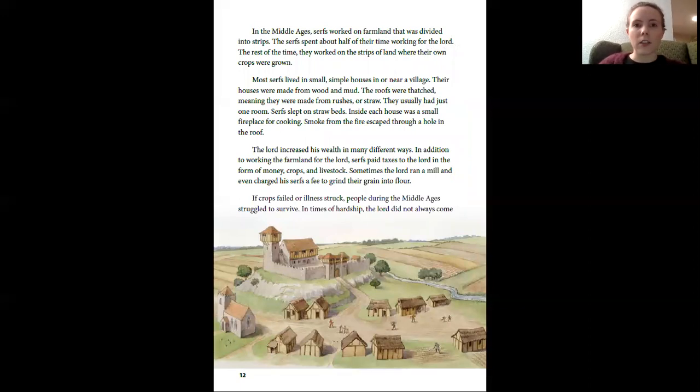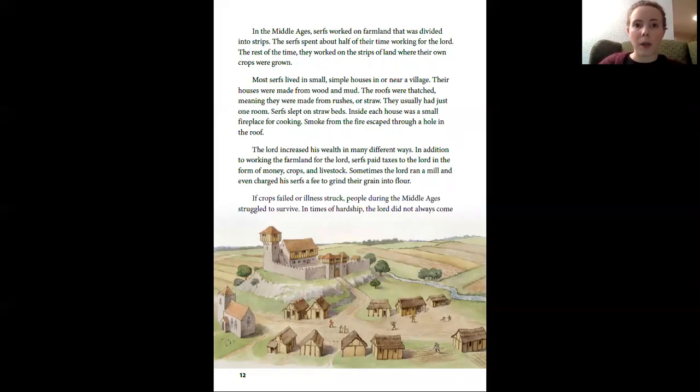In the Middle Ages, serfs worked on farmland that was divided into strips. The serfs spent about half of their time working for the lord. The rest of the time, they worked on the strips of land where their own crops were grown. So their own crops were the food that they were growing for them to eat.